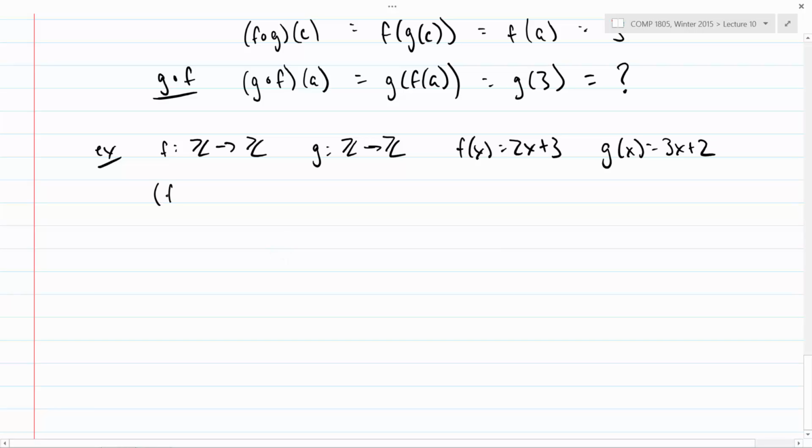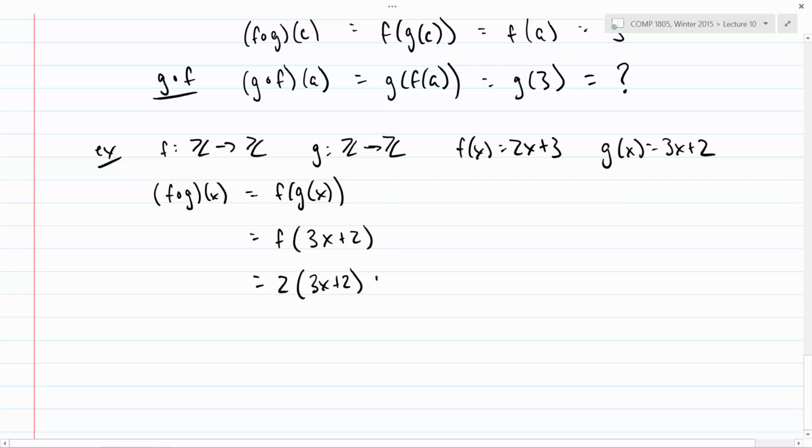So first I'll do f follows g. f follows g of x is just f of g of x. What is g of x? Well, g of x is 3x plus 2. And what is f of x? Well, it's 2 times the input, which is 3x plus 2, plus 3. So all it is is a matter of substitution. That's all you have to do. And we can clean this up a little bit, right? This is 6x plus 7. Because I distribute the 2 to get 6x plus 4, plus 3 is 6x plus 7.